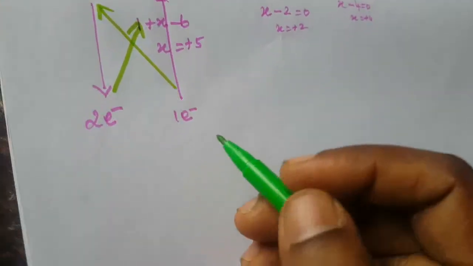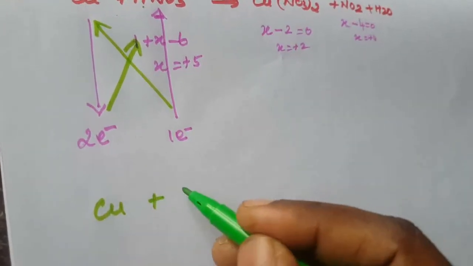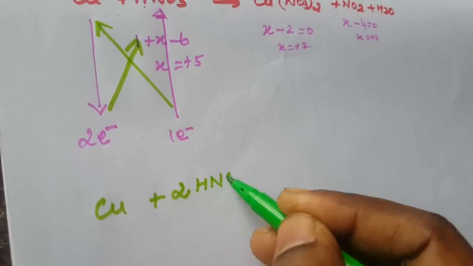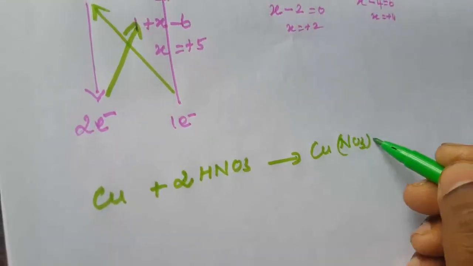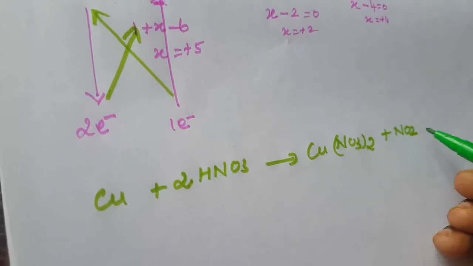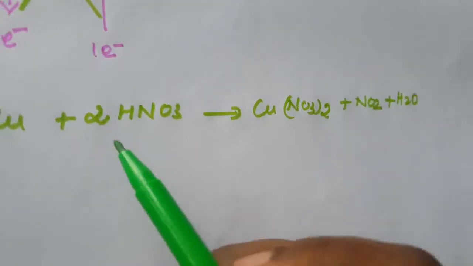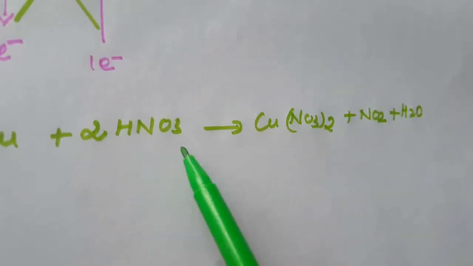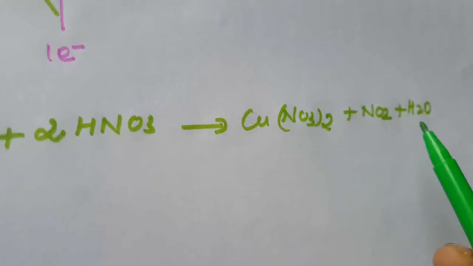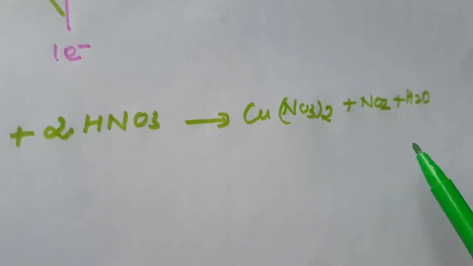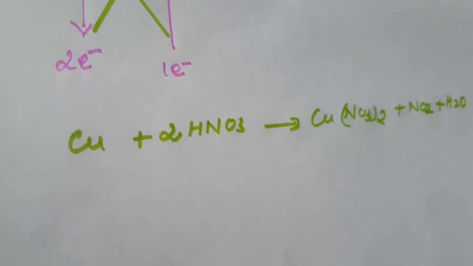Next you write that equation. How to write that equation? Cu plus 2HNO3 gives Cu(NO3)2 plus NO2 plus H2O. Okay, so here 2 molecules of NO3 are there. Here also 2 molecules of NO3, but here one more NO2 is there. Here 3 molecules of NO2, so again we are adding 2 more nitrogen.